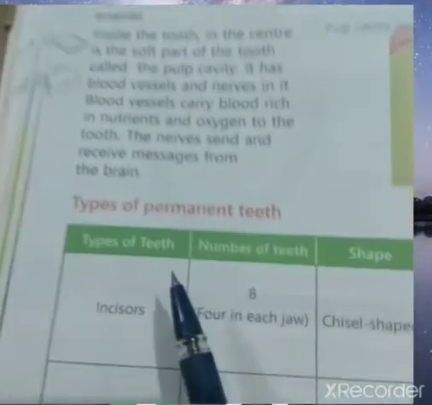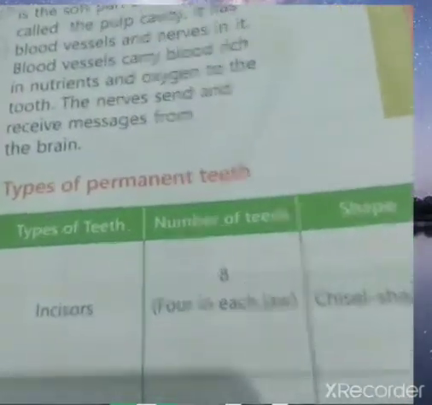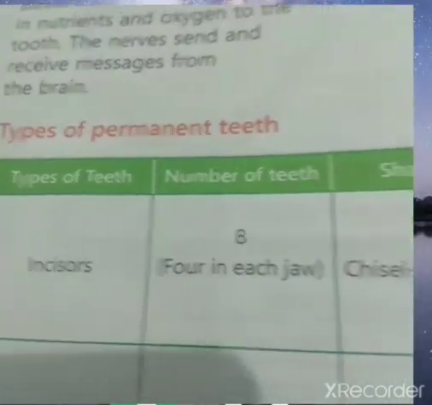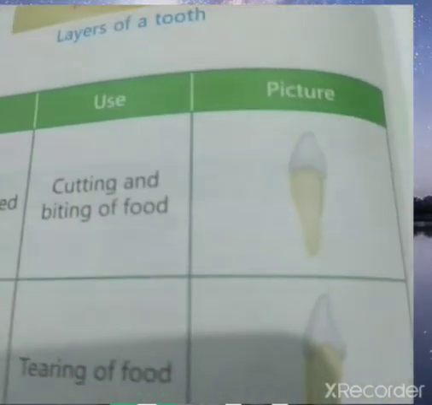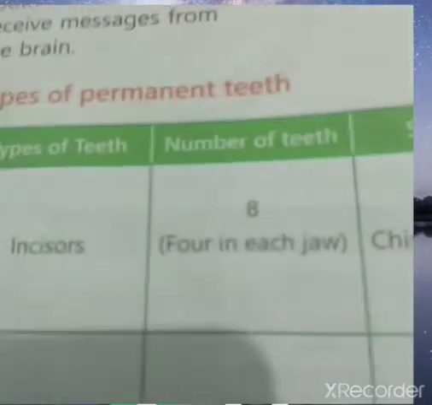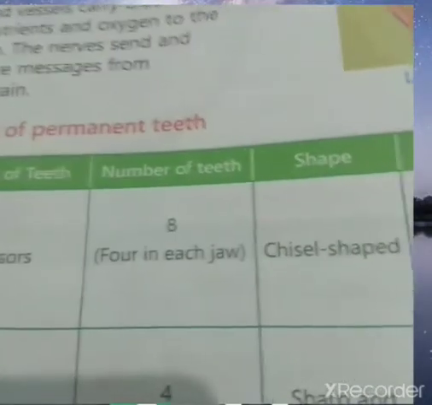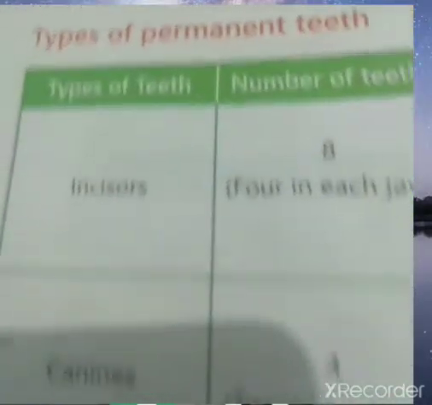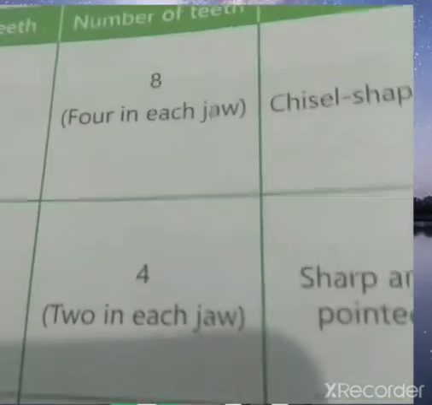Now, types of permanent teeth: number of teeth, shape, use and picture. As we know, there are four types of teeth. First is incisors, second is canines, third is premolars, and fourth is molars.